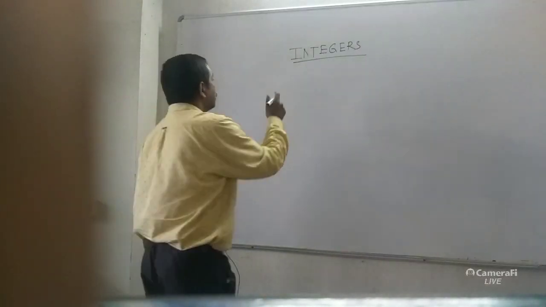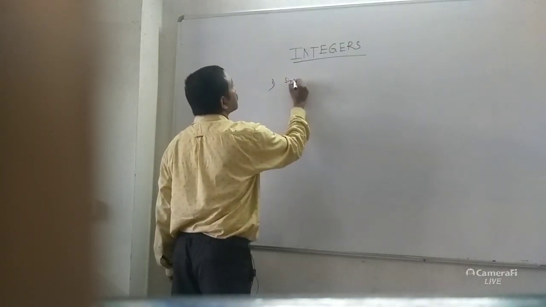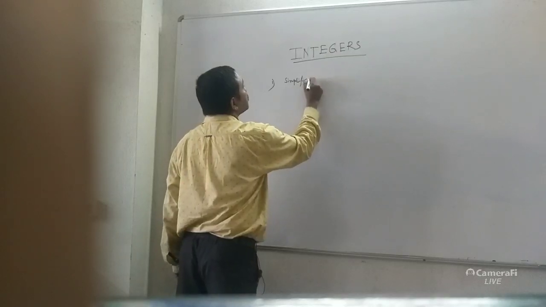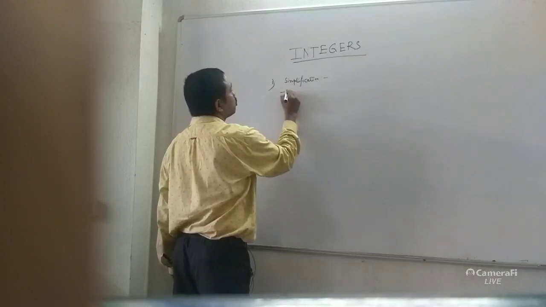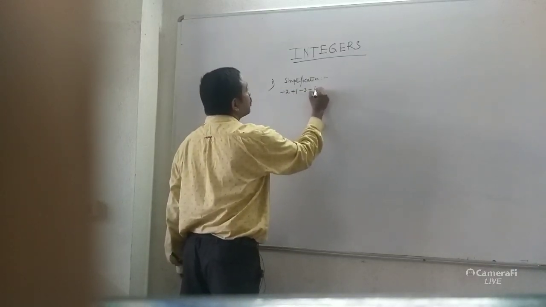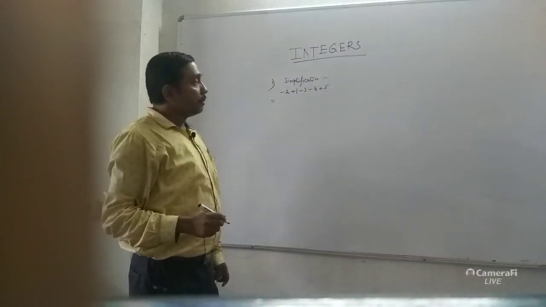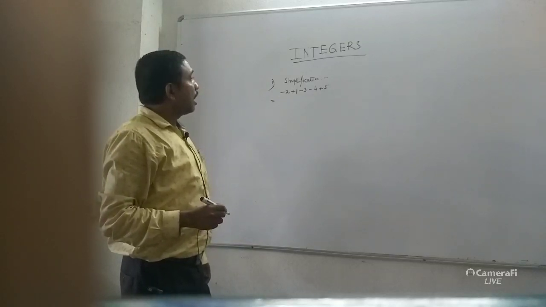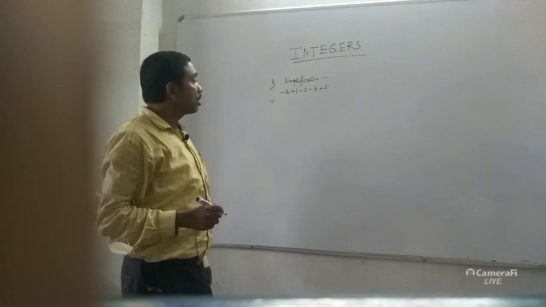Now the second one, simplification based on addition and subtraction. Suppose minus 2 plus 1 minus 3 minus 4 plus 5. So how do you solve it? Simplification means after solving the equation you get only one answer at last. This is called simplification.